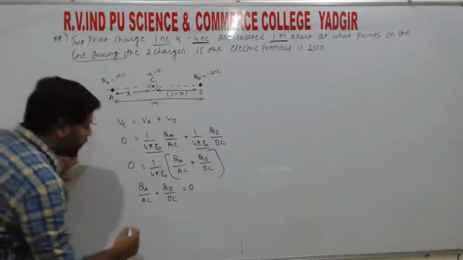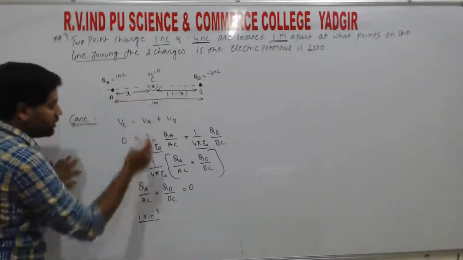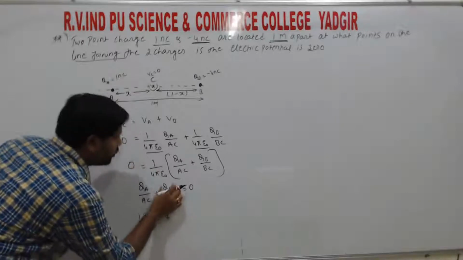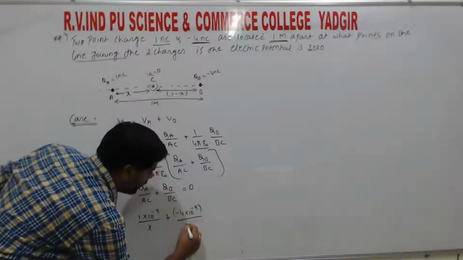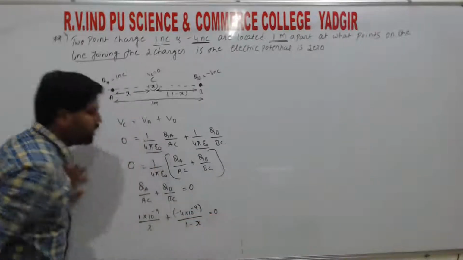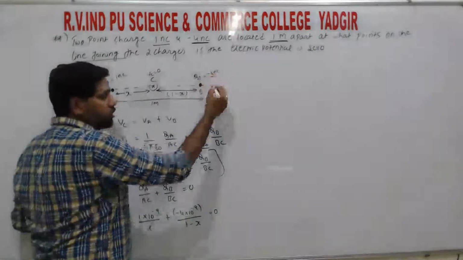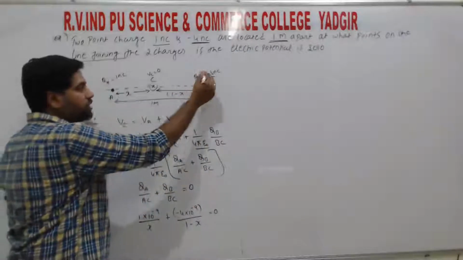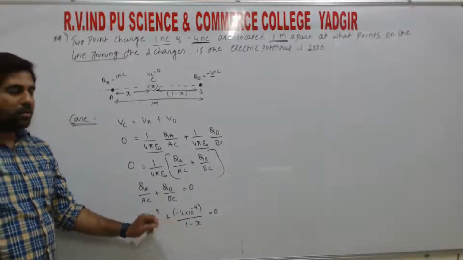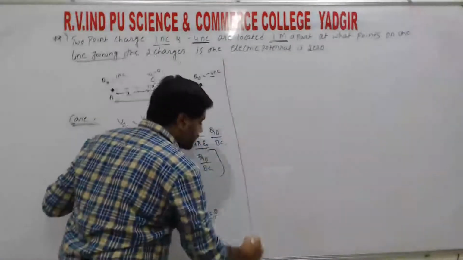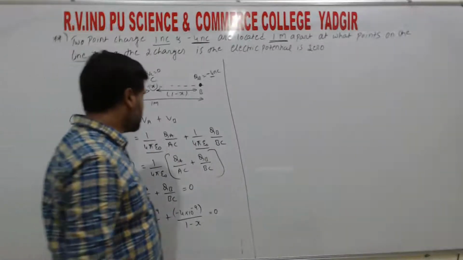So the QA value is 1 nanocoulomb, so 1 into 10 to the power of minus 9. The distance of AC is x. Plus QB, which is minus 4 into 10 to the power of minus 9, divided by BC, which is 1 minus x, equals 0. In the previous problem only the magnitude was taken, but in potential, the sign is also important, so we take the negative symbol. Because these are scalars, we use just the algebraic method, so simply addition and subtraction.